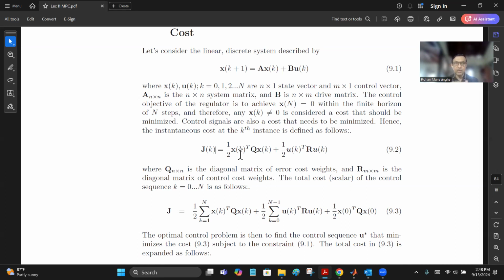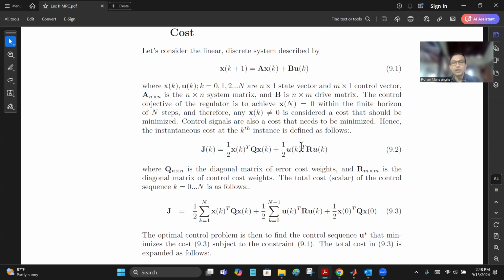If your state variables are too big, it means there is a cost. If your state variables are very small, near zero, it means you have already achieved the zero state, which is the desired state or zero error. Therefore, the magnitude of the state variables represents the state cost. So this is the first part.